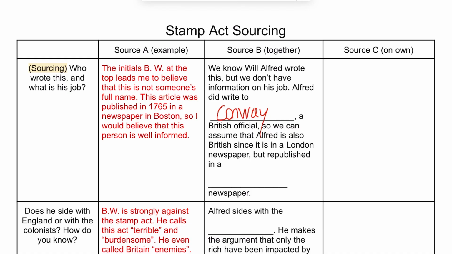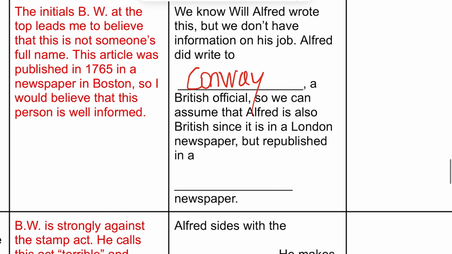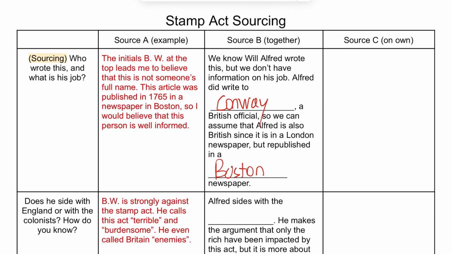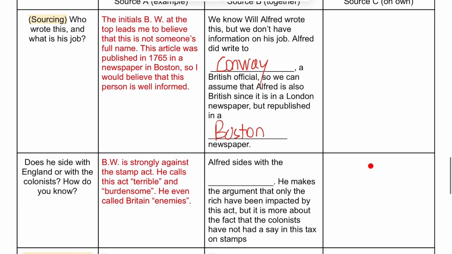So we can assume that he is British since it was published in that London newspaper, but then it gets republished in a Boston newspaper, which is, again, really interesting. Why would the American colonies republish this? Well, maybe they're showing the American colonists, hey, there are people in Britain who agree with us that we have this right to be upset, that we are being taxed without consent.